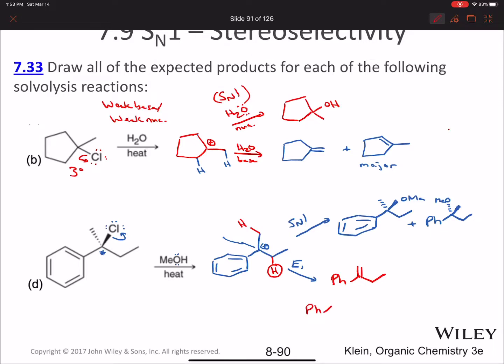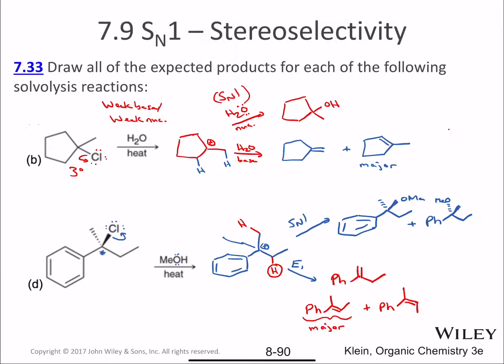So I'll get this one like this. So this would be the E alkene, and then I will also get the Z alkene. So if I put this like this, so this is the Z alkene. So this one is going to be the major between the E and the Z because it's less sterically hindered and it's the most substituted. So it's the Zaitsev product. So I hope you find this helpful for question 7.33.